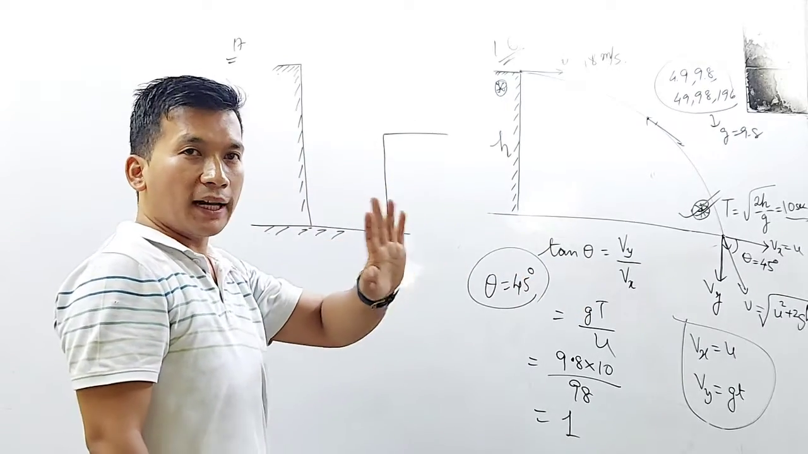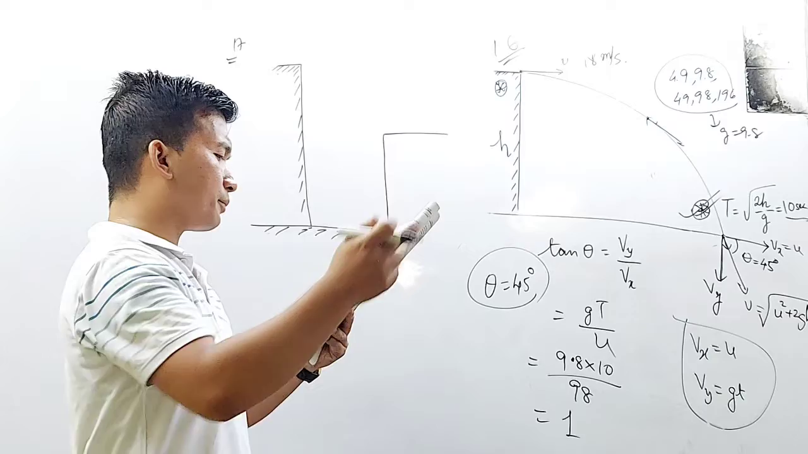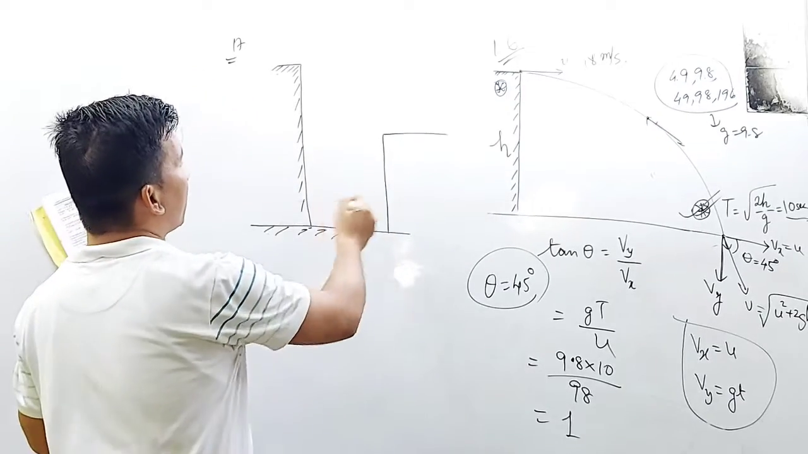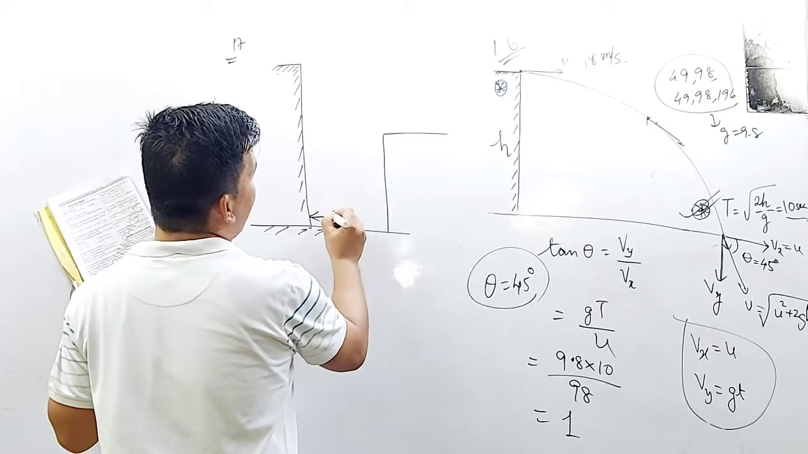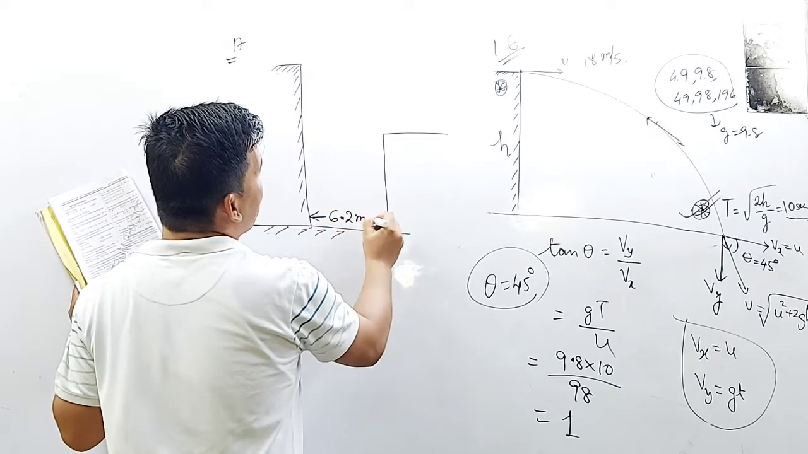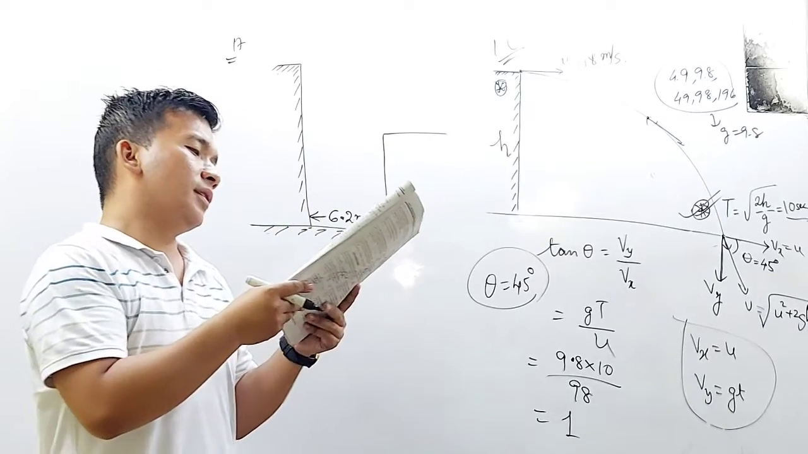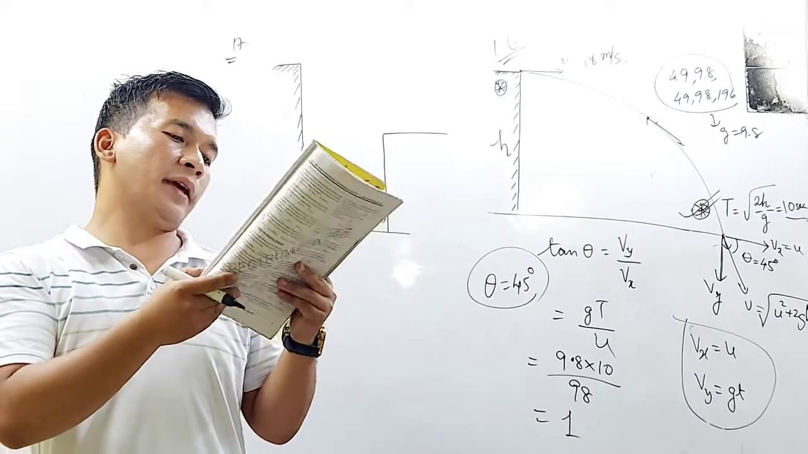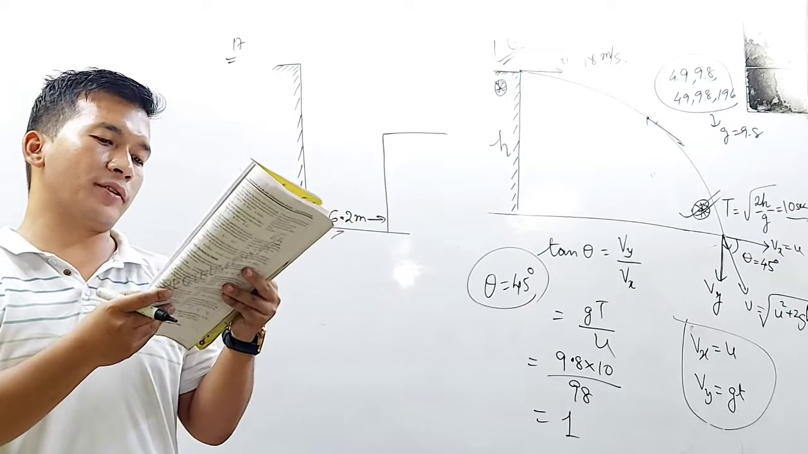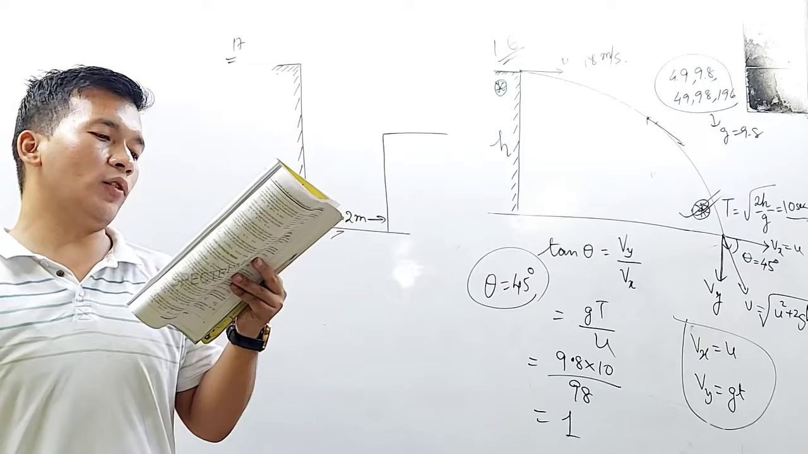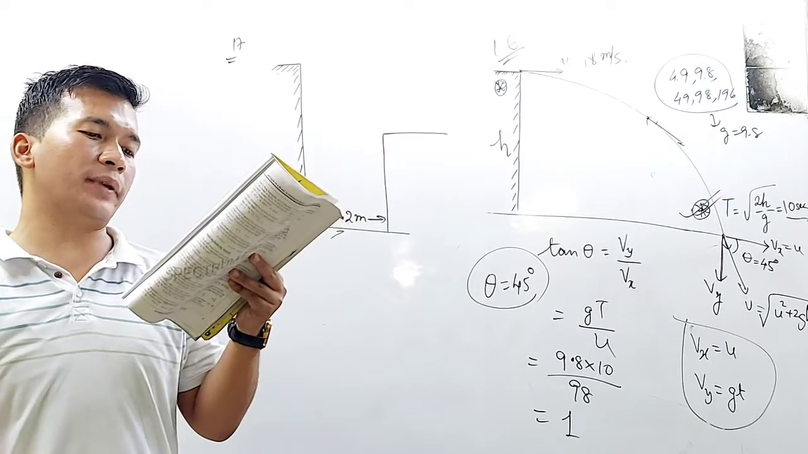Question number 17 is a very simple one. Here these two buildings are separated by a distance of 6.2 meters. Let us read the question. A stuntman plans to run along the roof of a building and then jump horizontally off it to land on the roof of the next building.